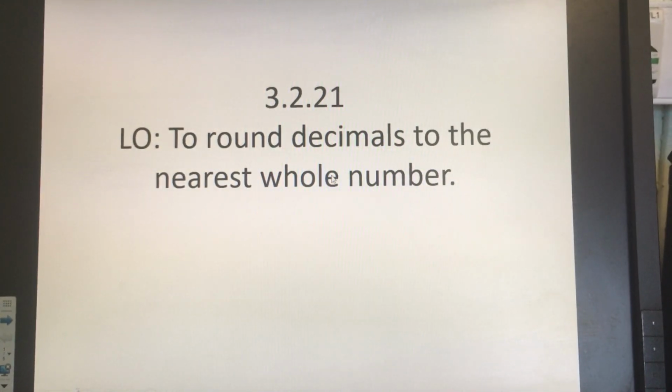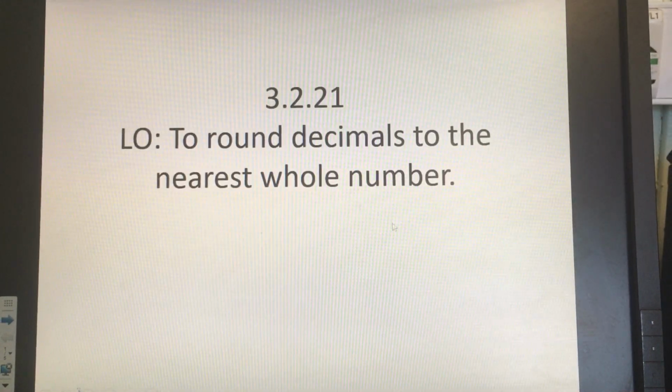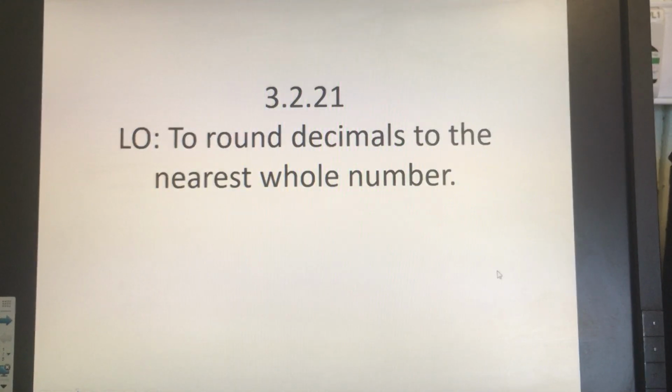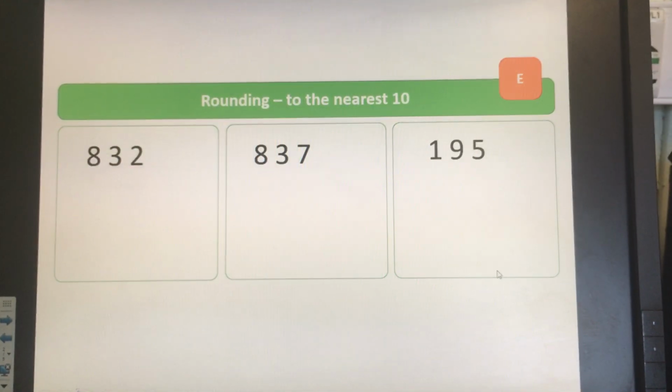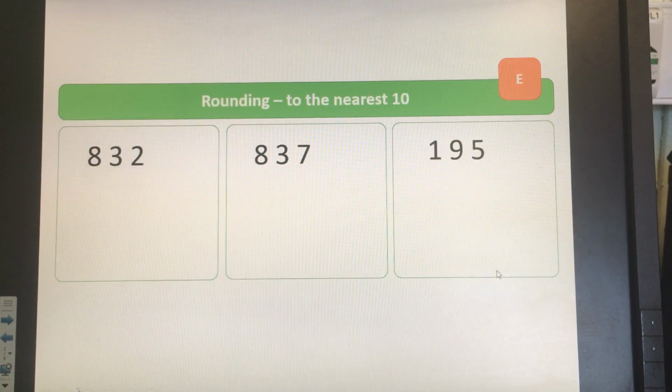Our learning objective today is to round decimals to the nearest whole number. I'm going to start by recapping the rounding rules that we learnt before Christmas, before moving on to show you how to round a decimal to the nearest whole number. So we're going to start with rounding to the nearest 10.